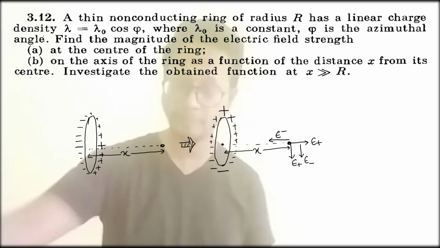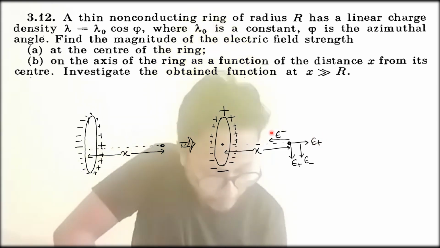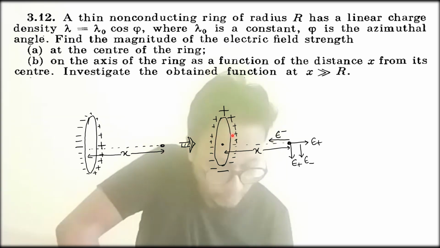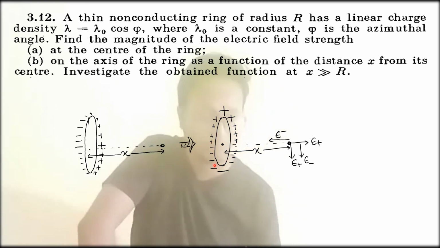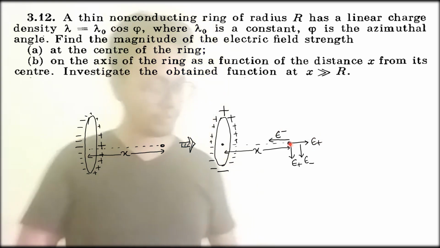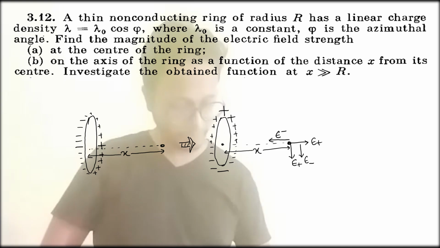Now if you see carefully, the magnitude of the horizontal component of the electric field due to the upper part of the ring would be equal to the horizontal component of the electric field due to the lower part of the ring. So the magnitude of this value would be equal to the magnitude of this value and they would cancel out each other, no? The only part remaining would be the vertical component, isn't it?